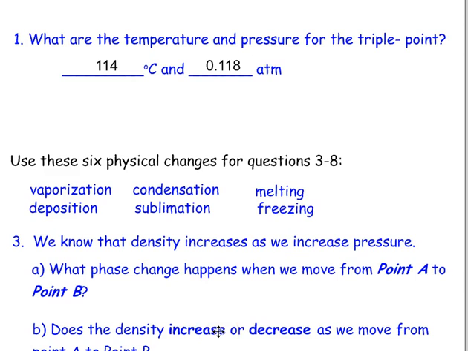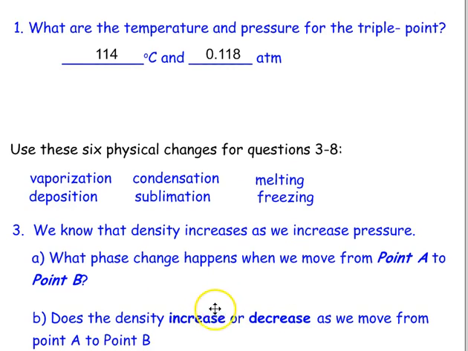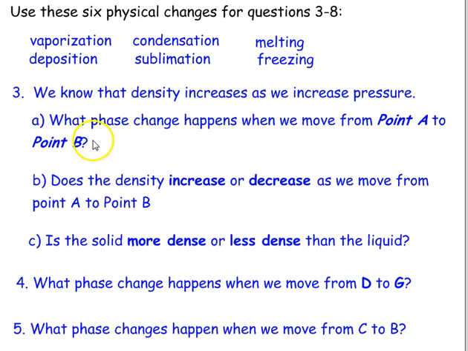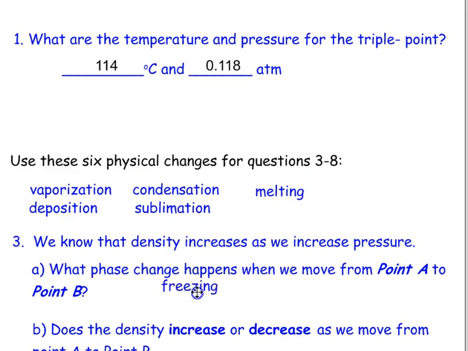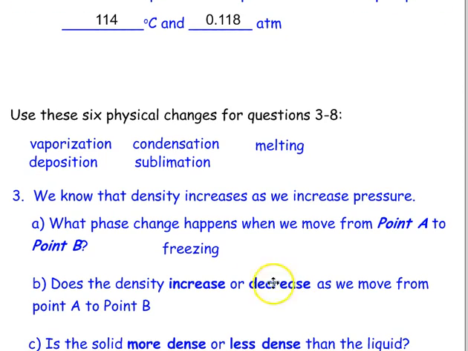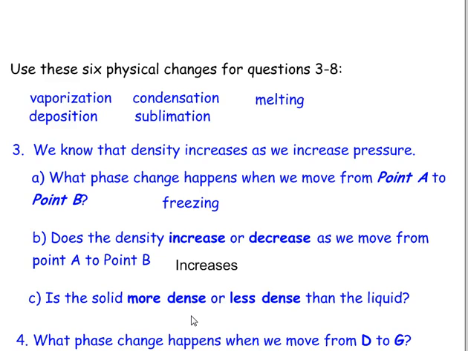All right, now pause the video and see if you can answer questions 3 through 8 using these choices. All right, are you ready to take a look at it? So if we go from point A to point B, we're going from a liquid to a solid, which means we are freezing. Density increases. And so the solid has to be more dense. Most materials have a solid that is more dense than the liquid.